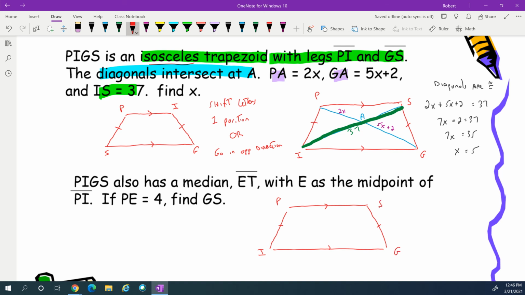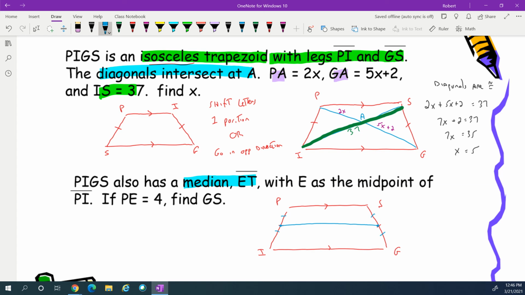We have a median called ET. Well, let's think about a median. A median connects the midpoints on the two sides. So now we split those legs in half. Remember, the legs were congruent. Now we bisected both of them, so all four little pieces are congruent.